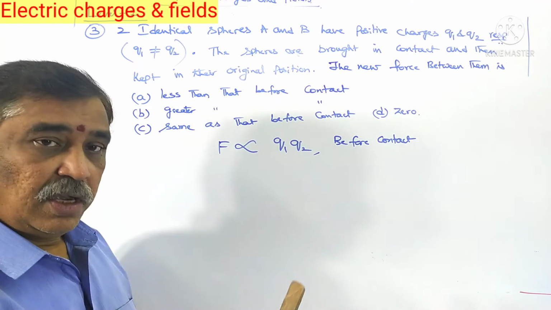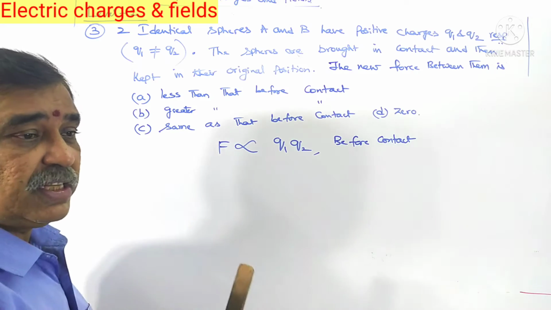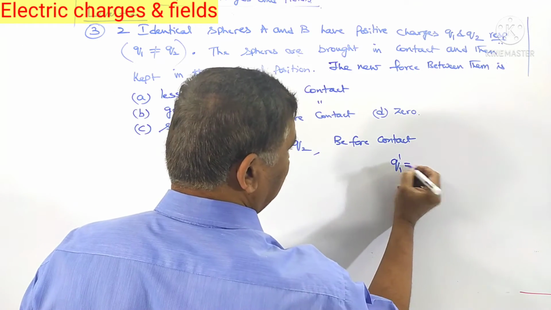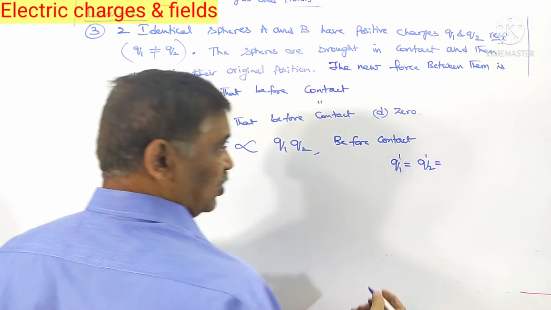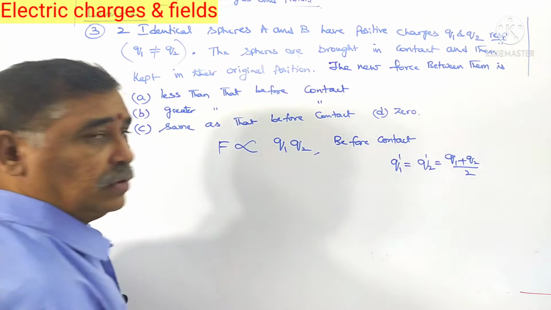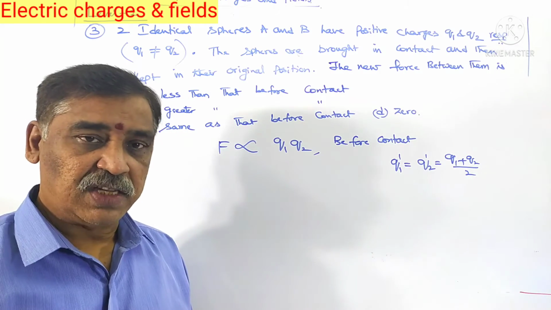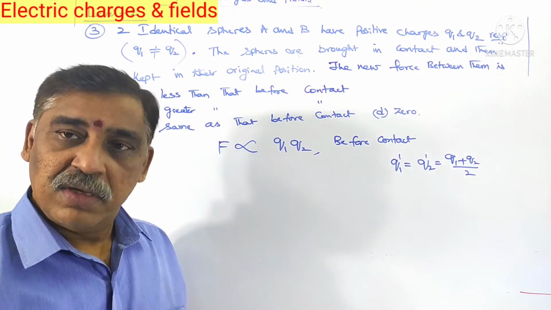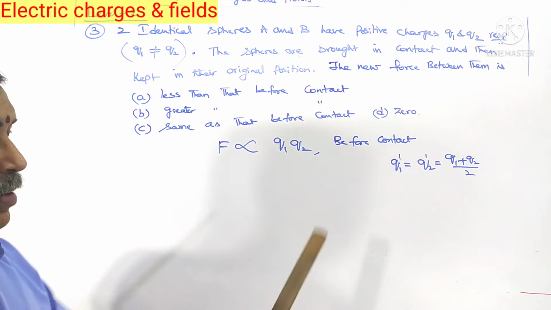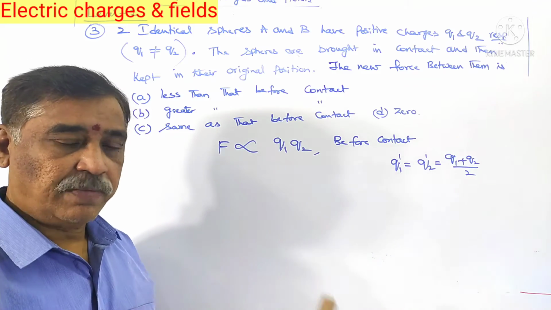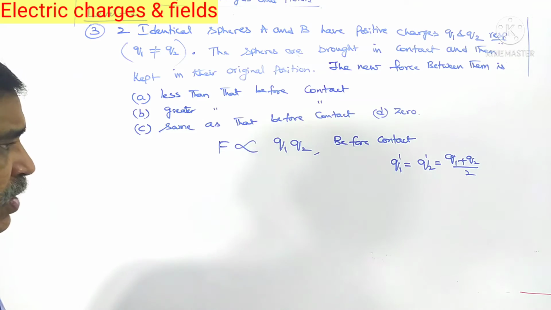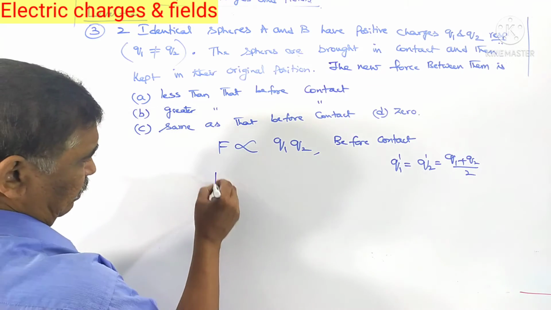This much is enough. Now, one point I gave in the previous class to remember: the charges on them after contact, Q1 dash is equal to Q2 dash is equal to Q1 plus Q2 by 2. So when two identical spheres charged differently, Q1 and Q2, are brought in contact or touched, the charge on either sphere is this. Just substitute. Now the new force is F dash.